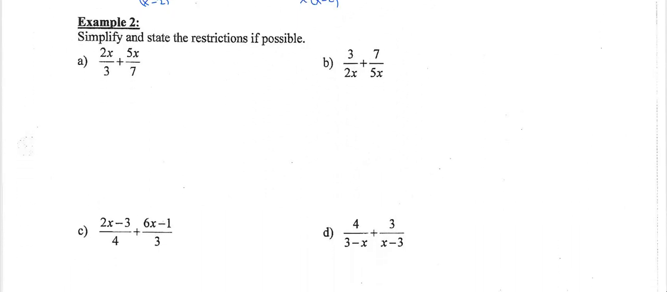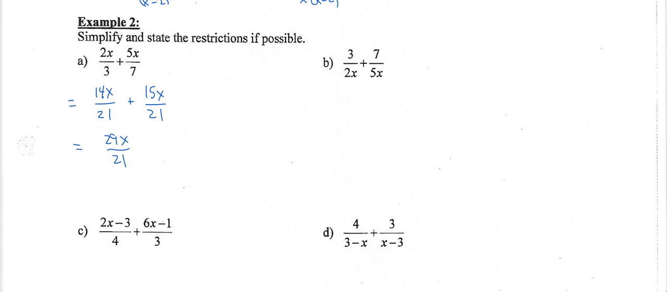Let's look at the questions. Question A, do we see any restrictions? There are no restrictions because there are no variables in the denominator, so I don't need to write restrictions just yet. I can find a lowest common denominator for 3 and 7, and that's 21. To go from 3 to 21, I have to do times 7, so I will do the same thing to the numerator. To go from 7 to 21, I have to do times 3, so same thing to the numerator. Now I have the same denominator, so I can just add numerators, and I have no restrictions. That's the end.